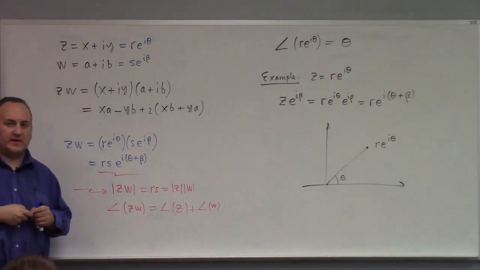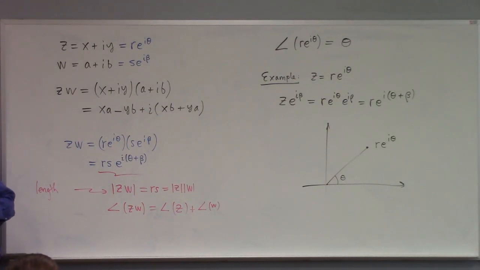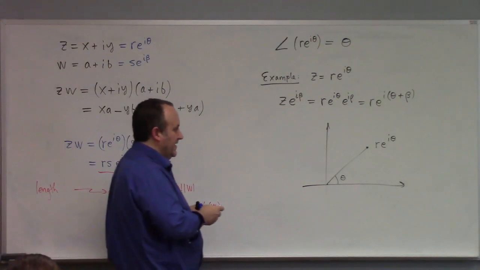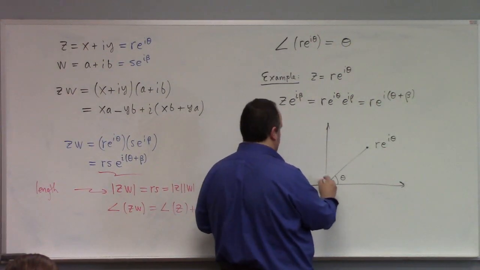What's going on here? What's it doing? What is the effect of multiplying by e to the I beta? Adding beta to the angle, right? So it's like it's over here or whatever, right?